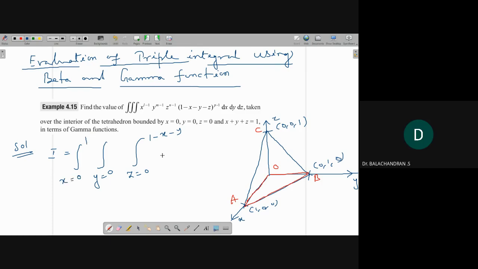Yes, the integrand is x power l minus 1, y power m minus 1, z power n minus 1 into (1 minus x minus y minus z) whole power p minus 1 into dz dy dx. I don't have the space, so I will write here 1 minus x minus y minus z.